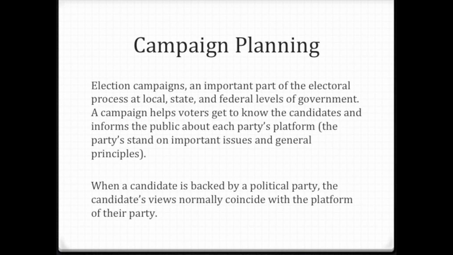Election campaigns are an important part of the electoral process at any level of government, including the local, state, and federal levels. A campaign helps voters get to know the candidates and informs the public about each party's platform. However, not every candidate has their platform used. Sometimes it's the party that initiates the platform onto the candidate.